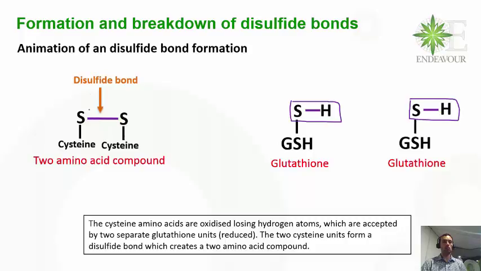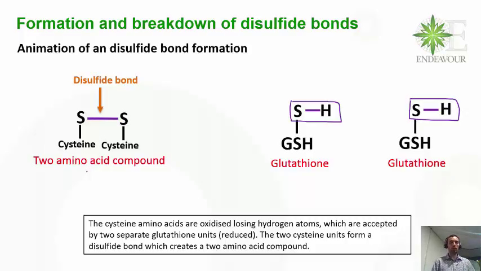And that now means we've got a disulfide bond between the cysteine residues. And that is the 2-amino acid compound. So this is a good way to link together two amino acids by having thiol functional groups forming this disulfide bond through this type of redox reaction.